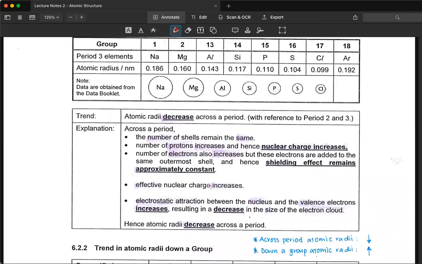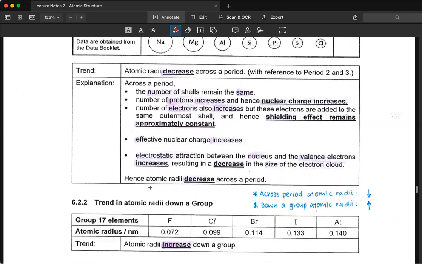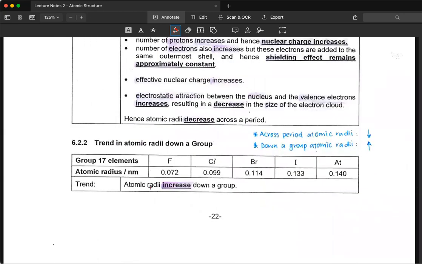When effective nuclear charge increases, the electrostatic attraction between the nucleus and the valence electron increases, which causes a decrease in the size of the electron cloud. Which means the electrons are closer to the nucleus, which means the size of the electron cloud decreases. So atomic radii decreases across the period. Make sure you have all these points when you're asked to explain the trend of atomic radii. Now, how about the trend in atomic radii down a group?